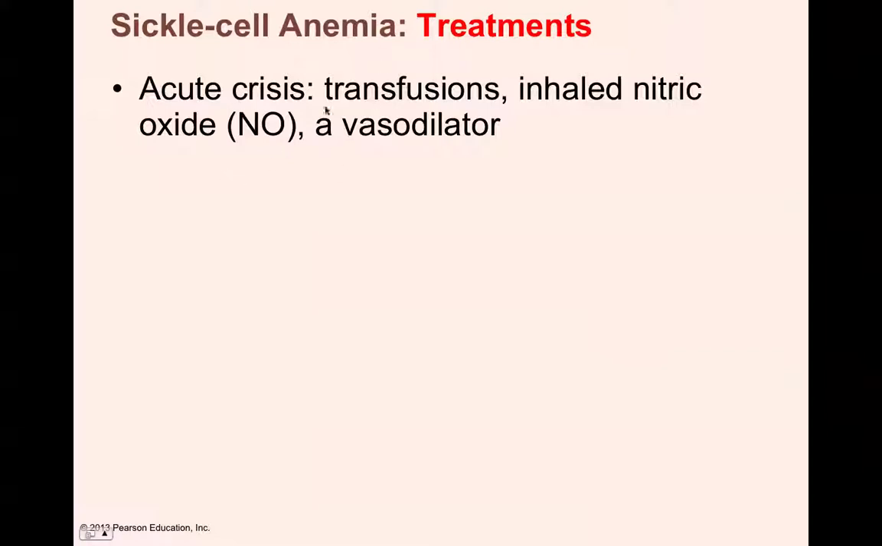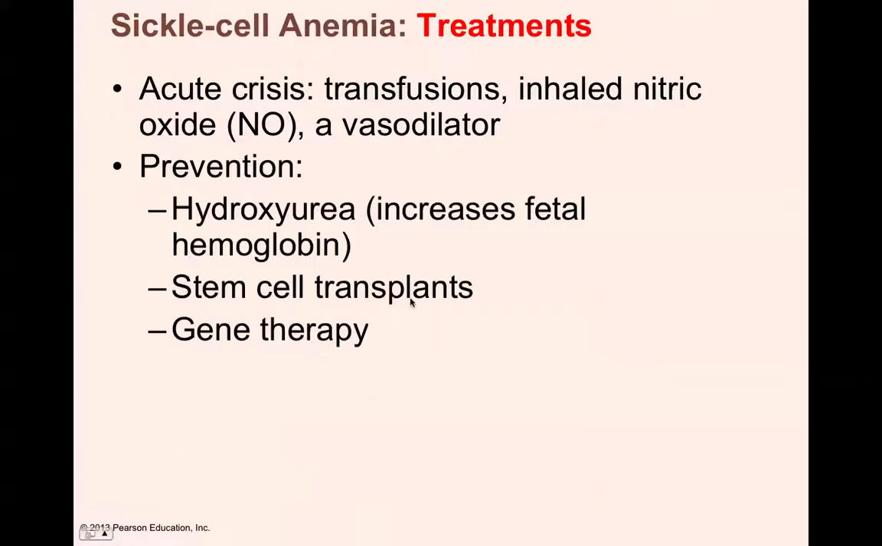So what happens is they can get a transfusion. They can inhale nitric oxide, which is abbreviated NO. It's actually a vasodilator, so that can help. And so they often will go into the hospital and be treated in this way. Prevention would be taking a drug known as hydroxyurea. This actually increases fetal hemoglobin, so there would be less chance that they would have those sickling cells with the S hemoglobin in them. Stem cell transplants, and now they're even looking at gene therapy.